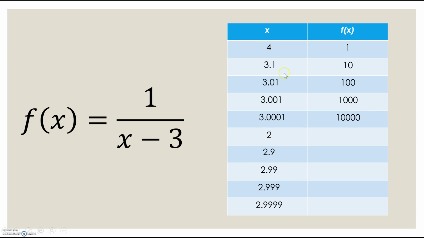So this was all numbers bigger than 3. Now if I pick numbers that are all smaller than 3, I see the same general trend, right? The closer I get to 3 from the other side, the more outrageously small my numbers get. So instead of going to 10,000, it's now negative 10,000. And then I would do negative 10 million and then 10 billion and so on, okay? So these are the points that I would have to plot to graph this.